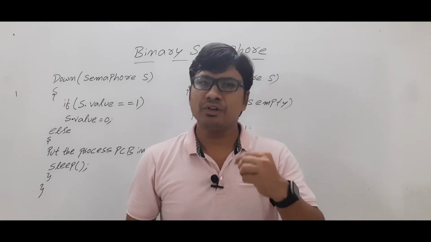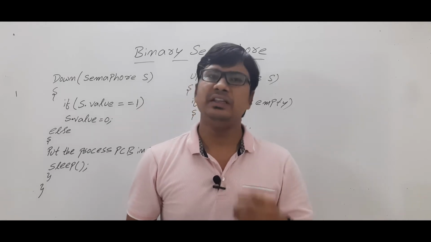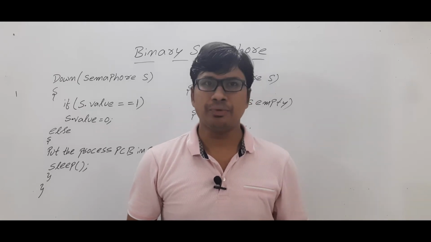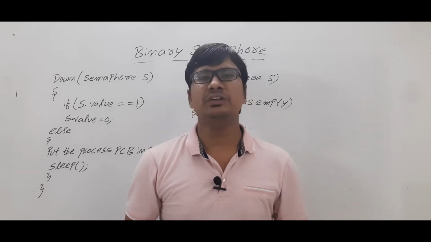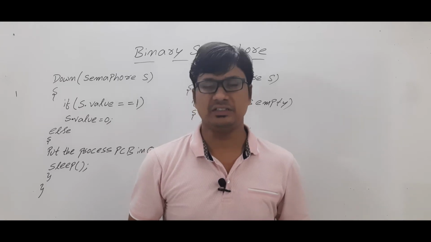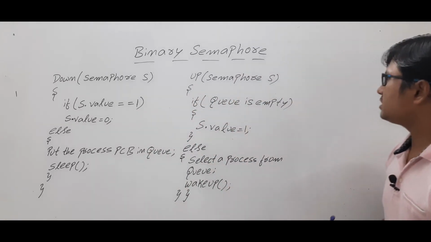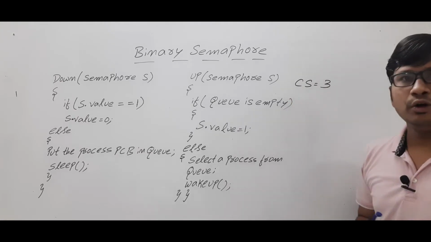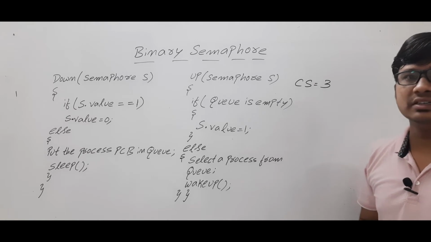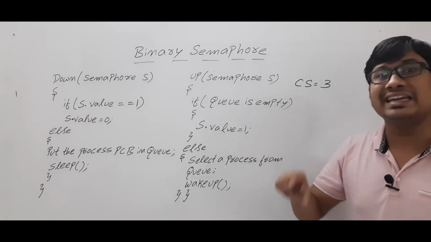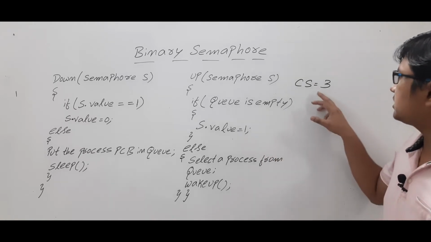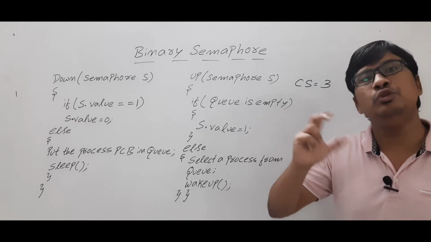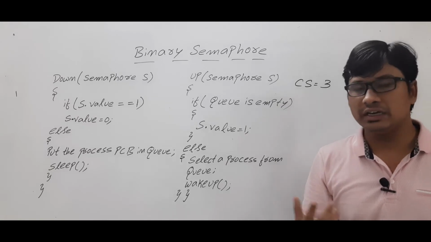First, let me give an overview of the counting semaphore. Then I will discuss the binary semaphore, the up operation and down operation, and how mutual exclusion can be achieved. Now, in the counting semaphore, we will have some value. A positive value represents that many processes can enter into the critical section. Let's take that the counting semaphore value is equal to 3. It means that 3 more processes can enter into the critical section.